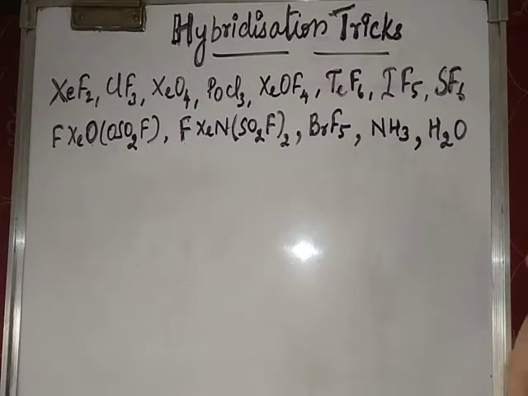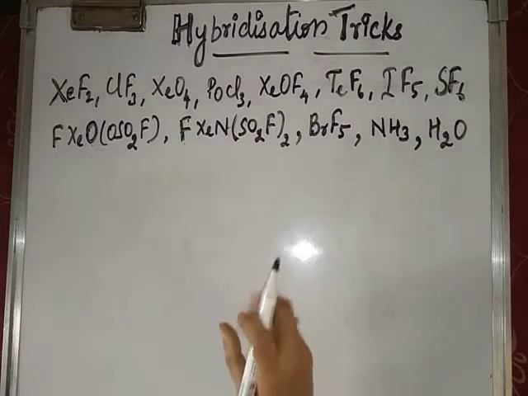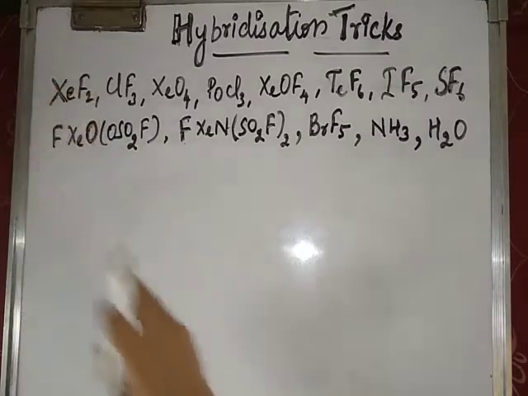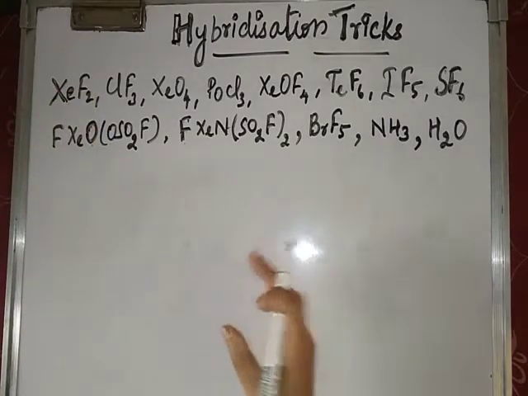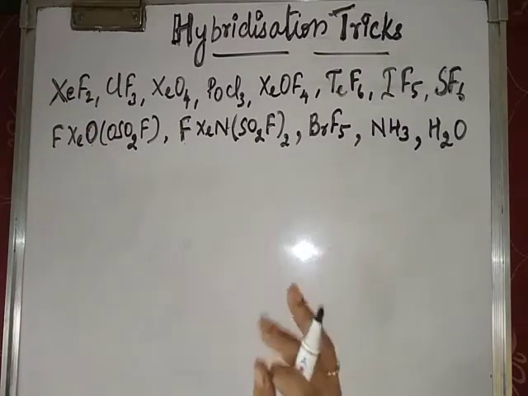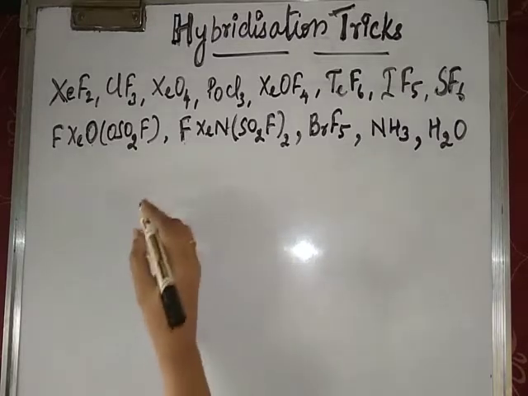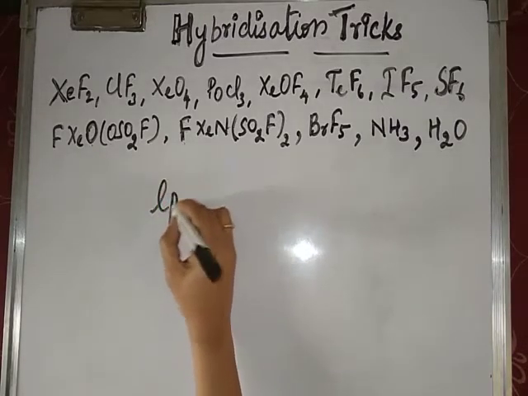Today we are going to see hybridization tricks. Okay, what are all the tricks? How to find the number of lone pairs of electrons in a compound. With the help of the lone pairs of electrons, how to find the structure very easily within 2 minutes. These are useful tricks everyone should know.